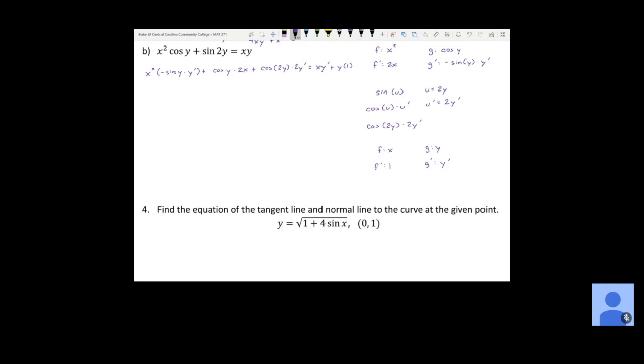Okay, so let's go ahead and I'm going to clean it up first, and then we'll move terms around. So here I'm going to get a negative x squared sine y, y prime, plus I'm going to bring my 2x to the front of this term, so 2x cosine y. Down here, bring the 2 out front, so 2 cosine 2y, y prime. Other side is just going to be x, y prime plus y.